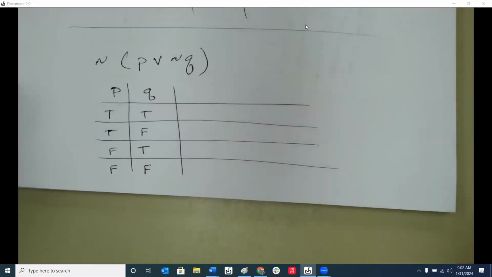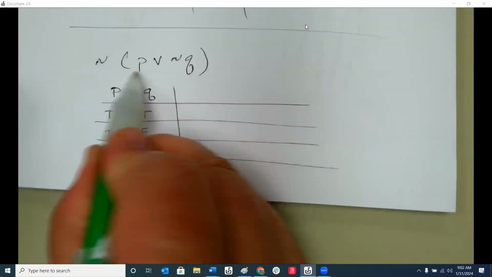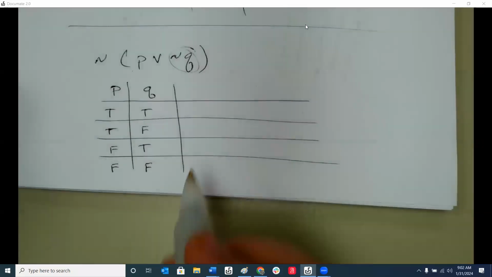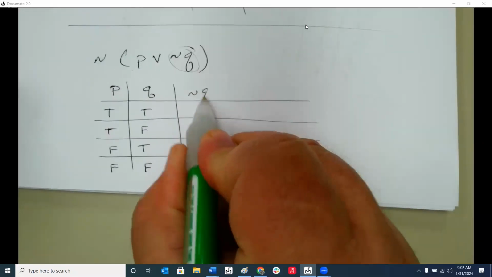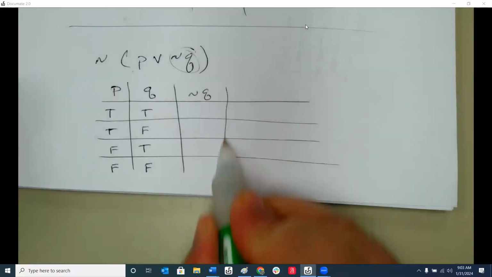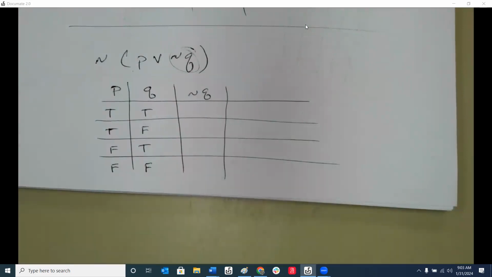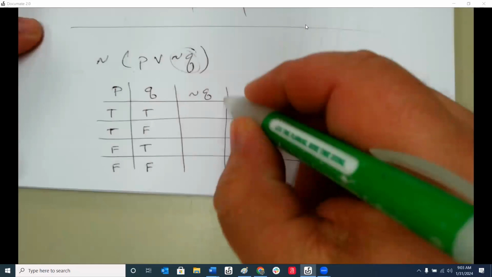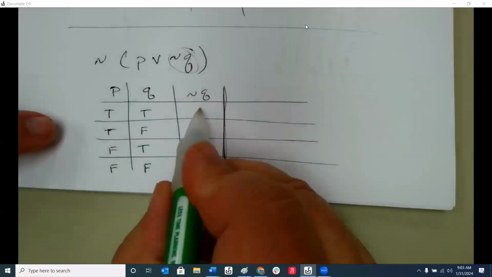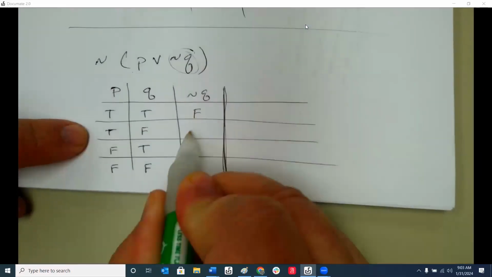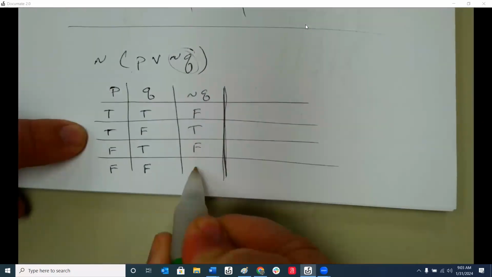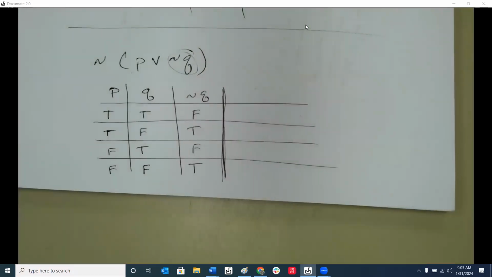Order of operations, what do you do first? Inside the parenthesis, yeah. So we have to do inside here, so we have to do the not Q. You see where all this stuff leads to the current level of math? Because this stuff taught us order of operations. So not Q would be false, true, false, true.